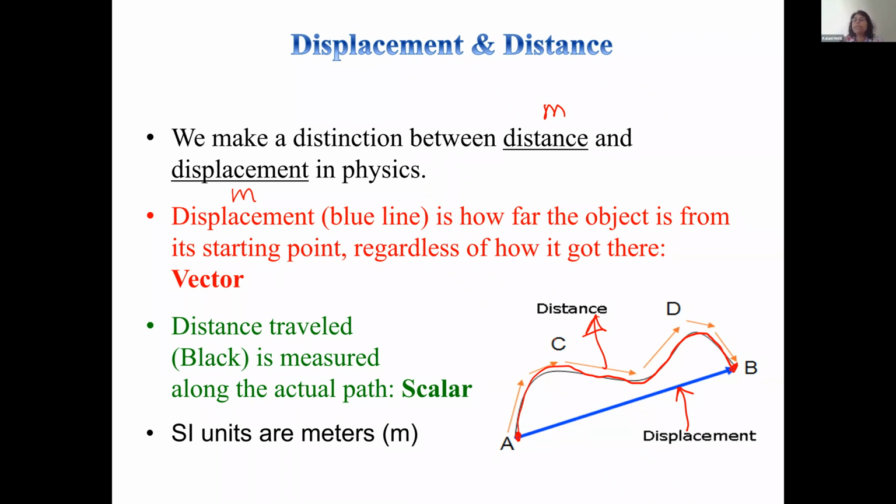Okay, so in addition to that, conceptually, displacement is a vector, and distance is a scalar quantity. Scalar means only magnitude, there is no direction. Vector means there is a direction in addition to the magnitude. We're going to talk about this information in more detail in your next section. Okay, so the SI unit is meters.